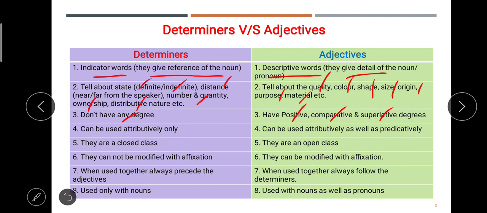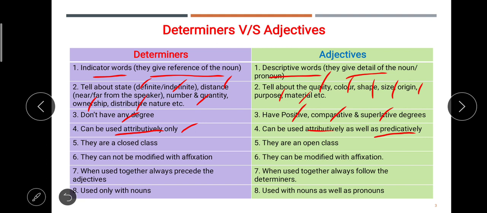The fourth difference is they can be used attributively only. There are two words which we must know, technical terms, attributively and predicatively. These two words we must know. Attributively means used before the noun and predicatively means used after the noun. So the fourth difference is determiners can be used only attributively, means they can be used just before the noun only, but adjectives can be used before the noun as well as after the noun.